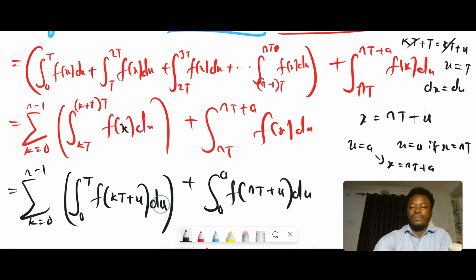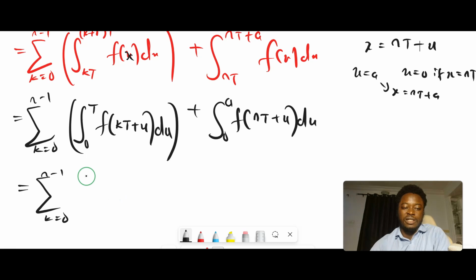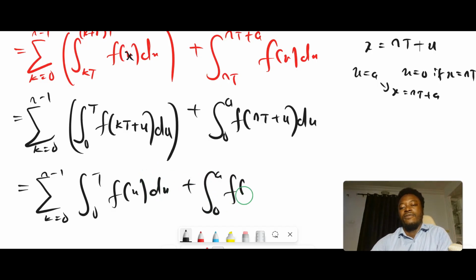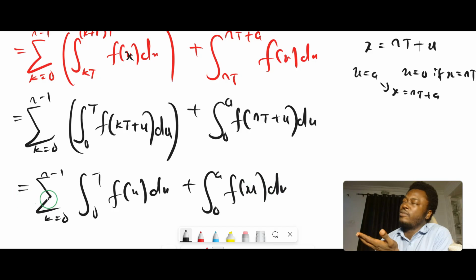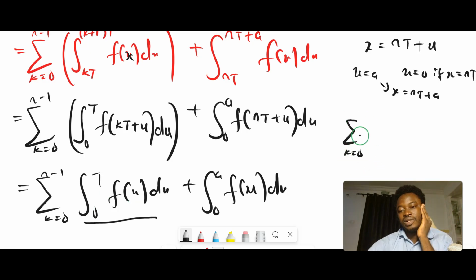So now the problem has been simplified, so we could end up with something like this: the sum as k runs from 0 to n minus 1 of just the integral from 0 to t of f of u du, because it is a periodic function, plus the integral from 0 to a of f of u du. Now this sum is the only problematic part, but it's not really an issue because nothing here depends on k, so we can actually pull it out.